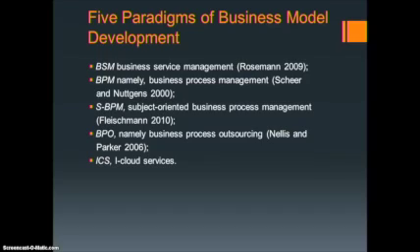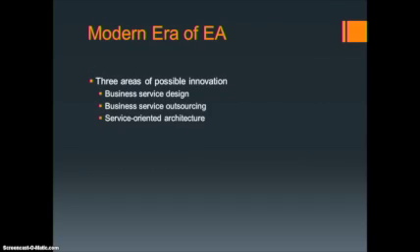And from the research, it showed that there's no group of respondents that adopted all of the approaches completely, but the average adoption of the paradigms was unexpectedly high. Then the authors basically list 3 major areas of possible innovation within enterprise architecture. The first is business service design, next is business service outsourcing, and then finally service-oriented architecture.